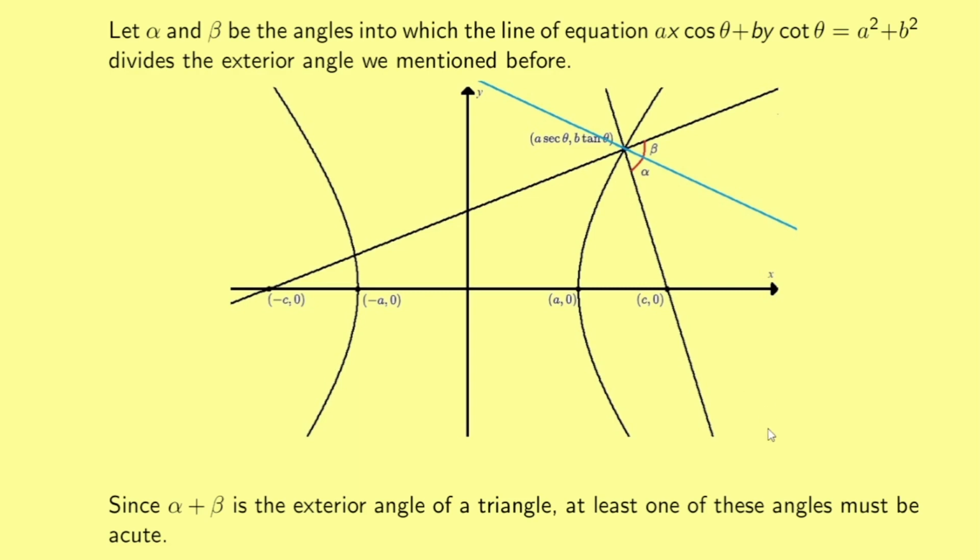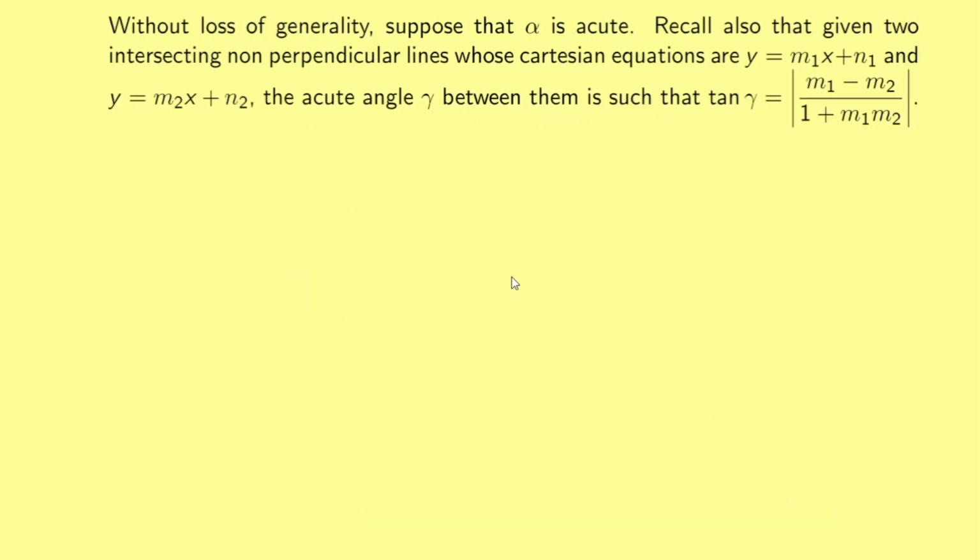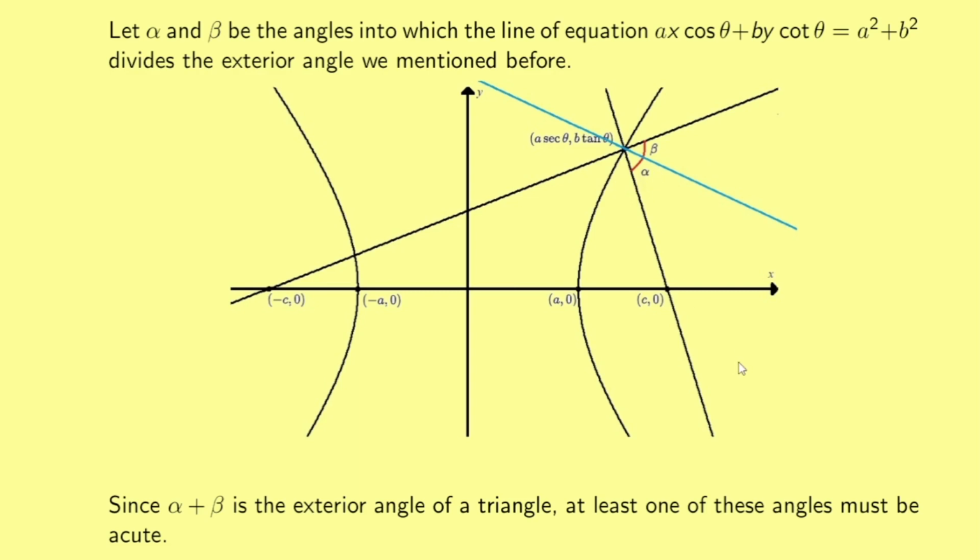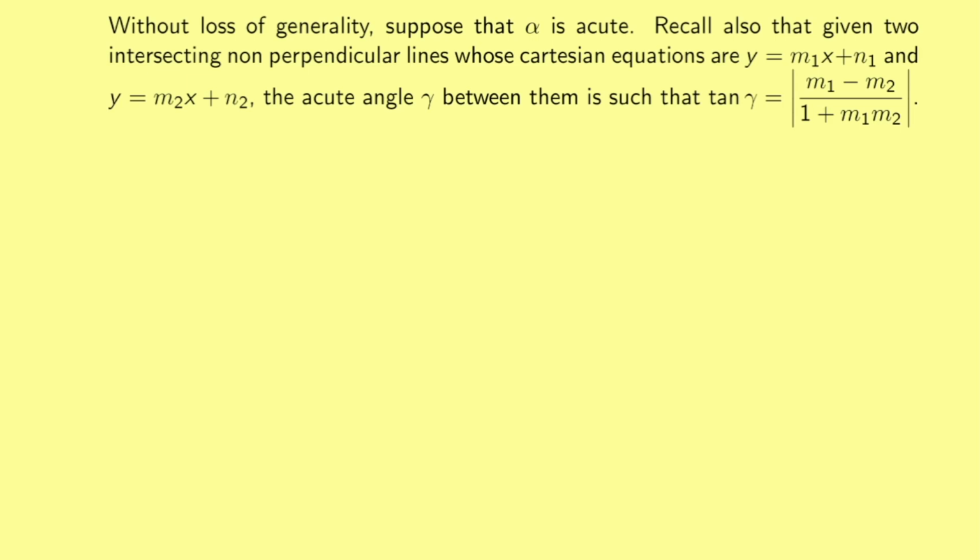So we are going to assume that alpha is acute, so it's less than 90 degrees. If we took beta, we would obtain the same: if we assume that beta was smaller than 90 degrees, we would obtain the same result. So we are going to assume that alpha is less than 90 degrees, or pi over 2 if we're talking radians. So we're assuming that, and now we are going to recall the formula I mentioned, which tells us the acute angle between two lines.